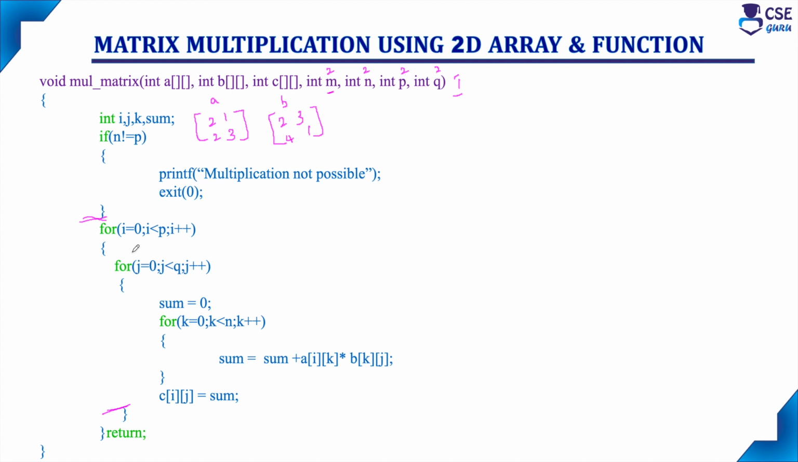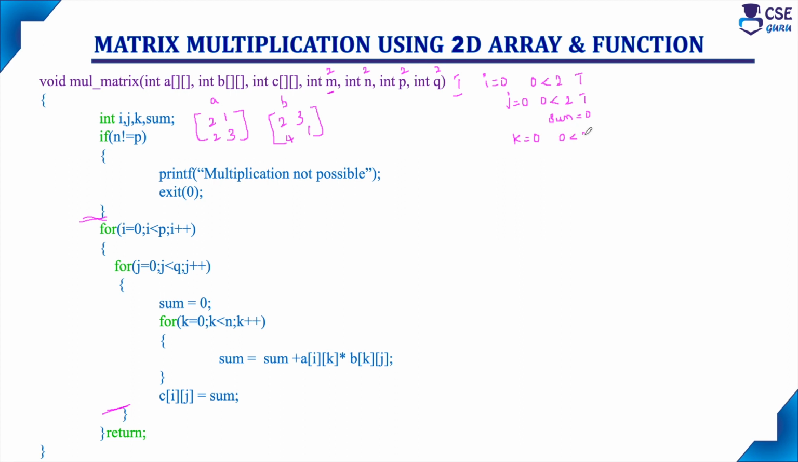Now consider the first iteration of i equal to 0, and 0 less than p value, which is 2, condition true. It will move to the inner loop. Inner loop is j equal to 0, 0 less than q value, which is also 2. Condition true. Then initialize sum value equal to 0. First initially we have to make the sum value 0. And then the k for loop, that is k equal to 0.